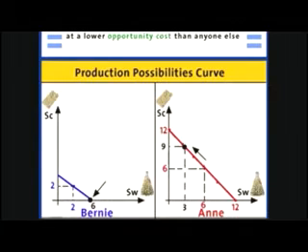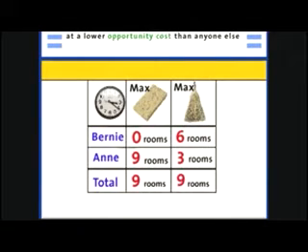With trade, Bernie sweeps a total of 6 rooms and scrubs 0. Ann sweeps a total of 3 rooms and scrubs 9. The total number of scrubbed rooms is 9 plus 0, or 9. The total number of swept rooms is 6 plus 3, or 9. Working together, Bernie and Ann are able to sweep and scrub a total of 9 rooms.